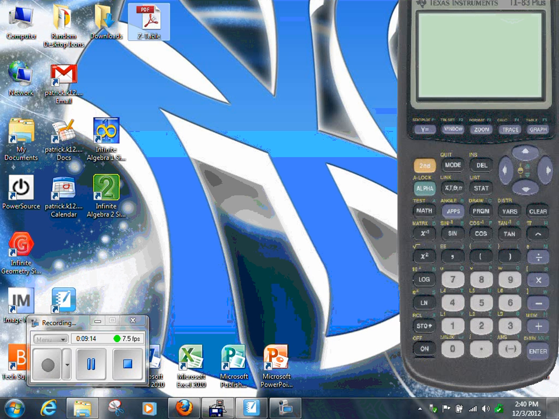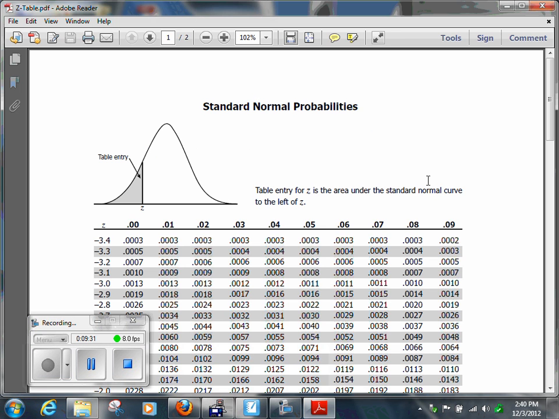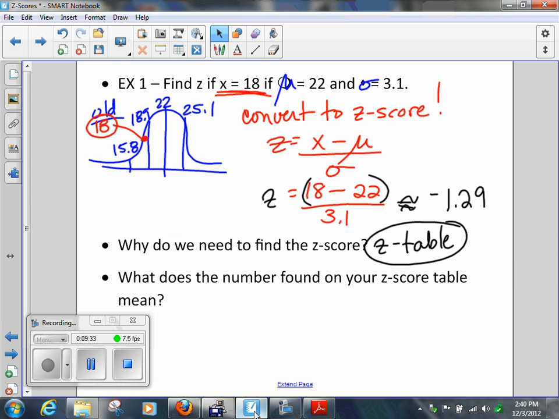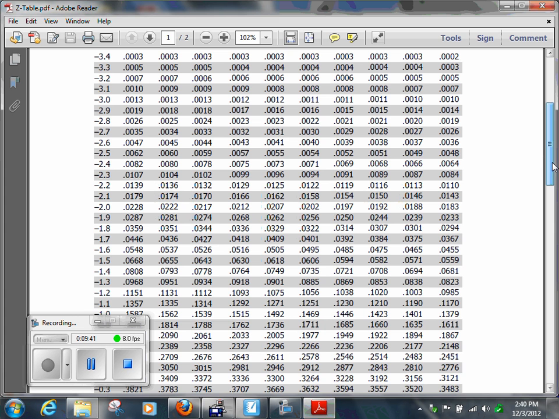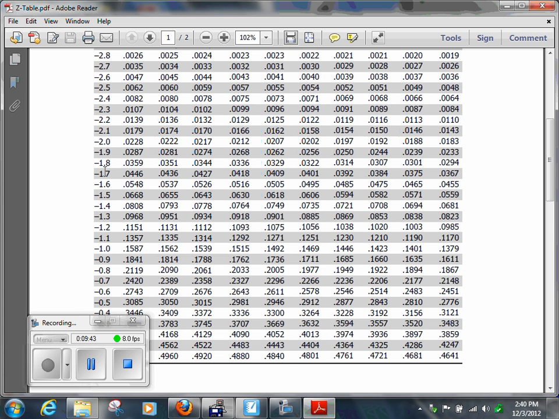I want to show you this, if I can get it to open up. So pull out that Z-score table. They have theirs already out on their desk. So here's the Z-score table. Our Z-score is -1.29. So you want to flip to the side that has negative numbers, and here it is.